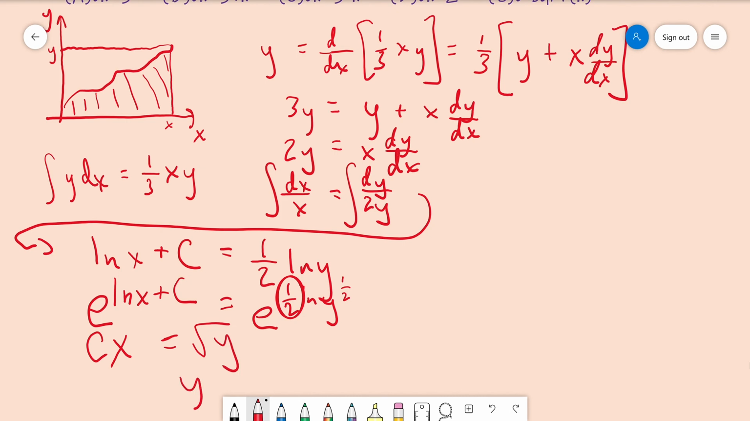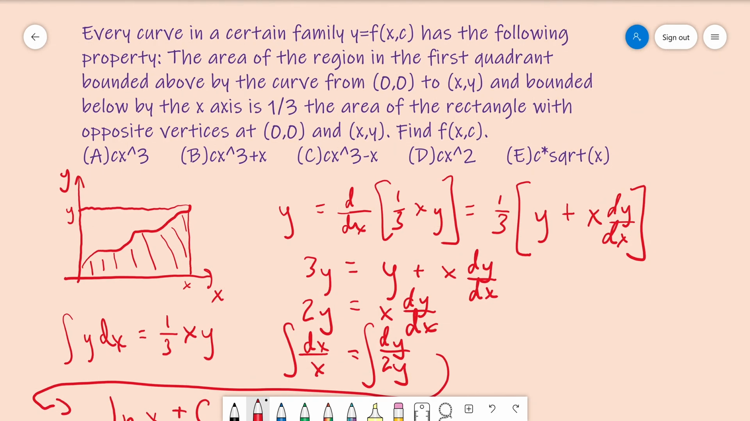And if we square both sides, we get y equals c x squared, but c squared is just still a constant, so that's supposed to be a c. And that's one of our answers. That's answer D.